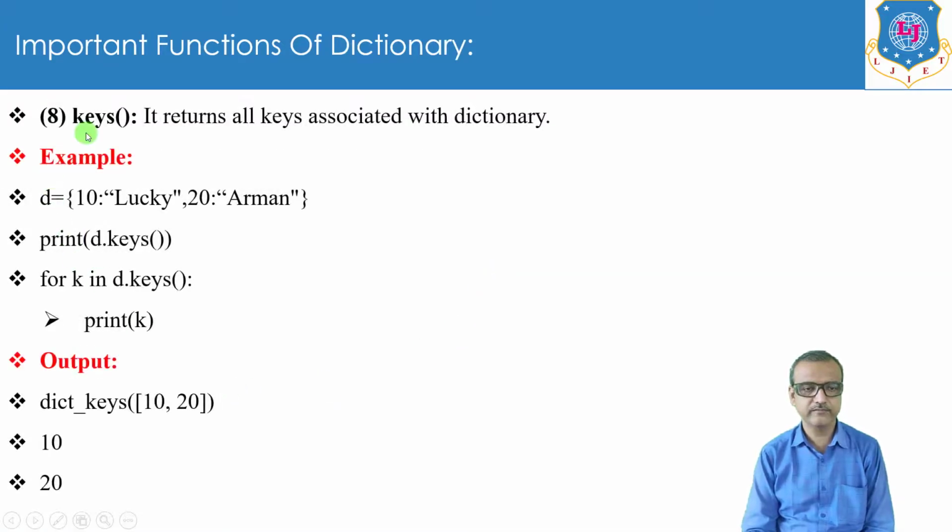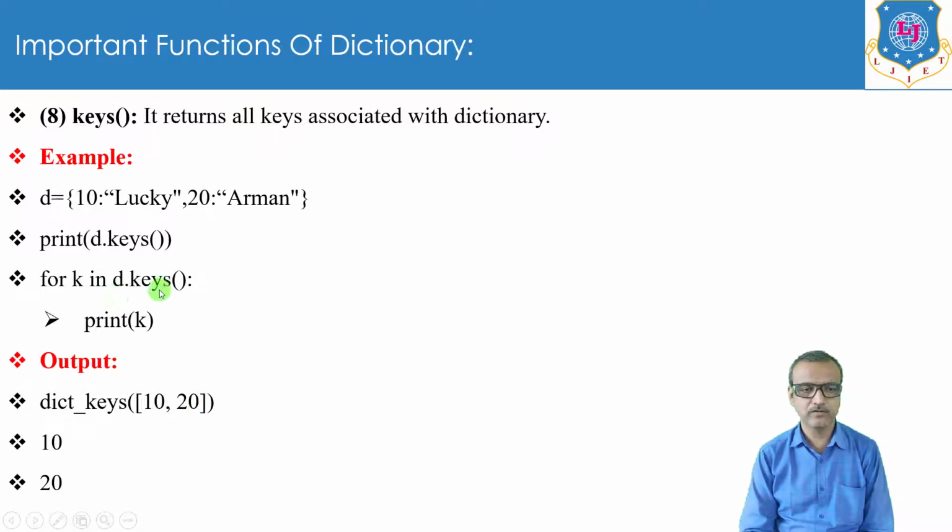Now we have the next function, that is keys. It returns all keys associated with the dictionary. For example, we have this dictionary, that is D equals, in key 10 we have Lucky and in key 20 we have Arman. So we have two keys, one is 10 and the other is 20. If we write print of D.keys, it will give us output as dict_keys, and in square brackets we have 10 comma 20.